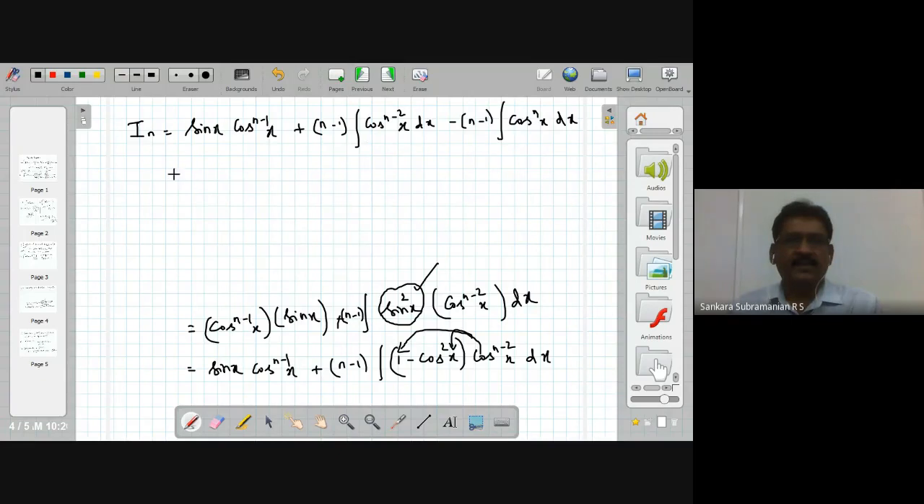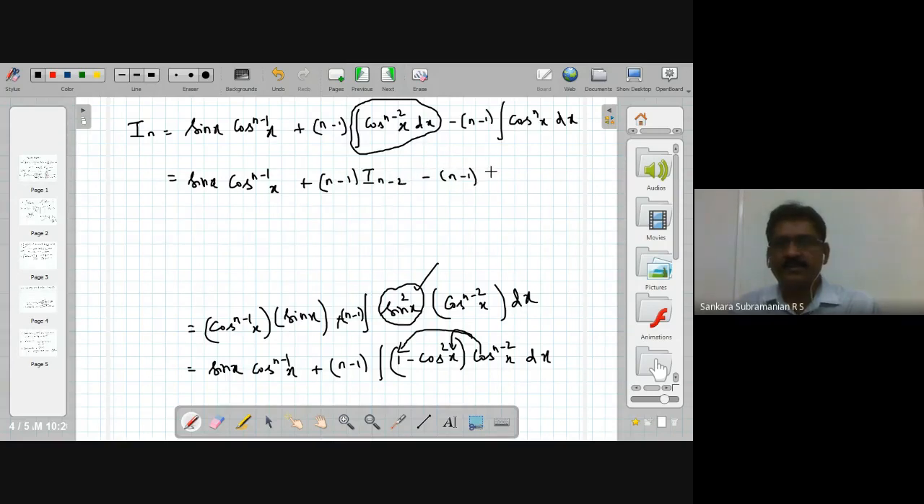Now I can replace with the notation I n minus 1 and I n minus 2 and I n for this integral. So this is sin x into cos to the power n minus 1 x plus n minus 1 times I n minus 2, and minus of n minus 1 times this is I n. I can find I n in the left hand side as well as in the right hand side. Let us take I n common. You get 1. This is minus of n minus 1 is the coefficient in the right hand side. If it comes to the left side, this becomes plus n minus 1.